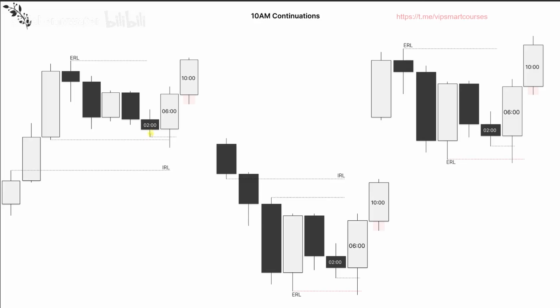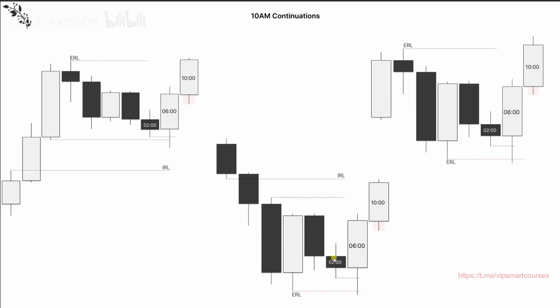As you see, 2 a.m. comes, 6 a.m. manipulates that 2 a.m. low, trades into this internal range liquidity, expands away but doesn't quite reach that drawn liquidity. And then 10 a.m. opens up and expands towards that external range liquidity.